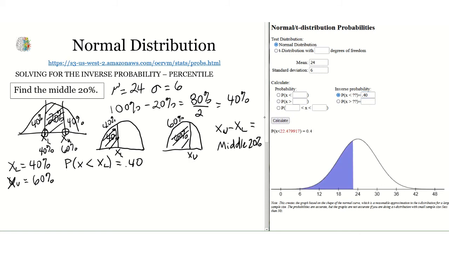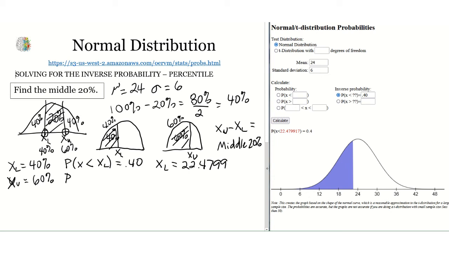And that is giving me a value of 22.4799. That tells me my lower value. So this value right here where the purple and the white intersect, that is my lower value, and the shaded area is my lower 40%.